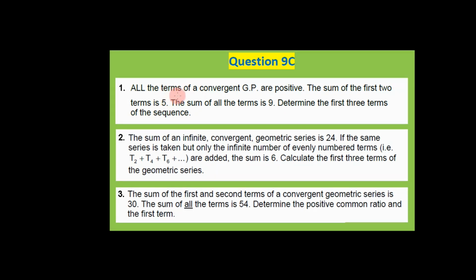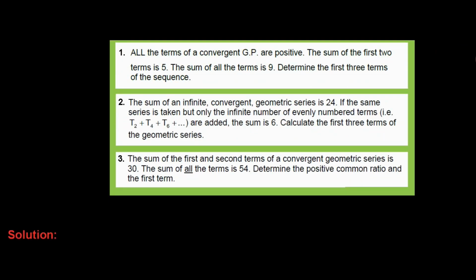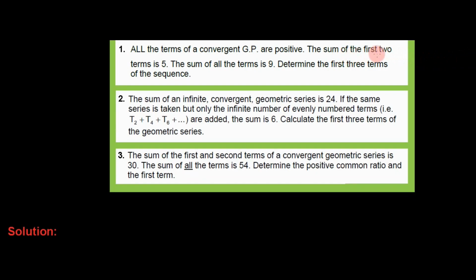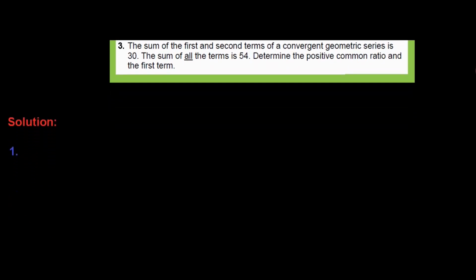Let's look at your answers to this question. In the first one it says, all the terms of a convergent GP are positive. The sum of the first two terms is 5. The sum of all the terms is 9. Determine the first three terms of the sequence. So let's have a look at it. It says the sum of the first two terms is 5. So we can write that T1 plus T2 equals 5.